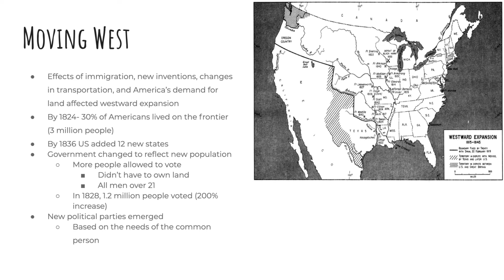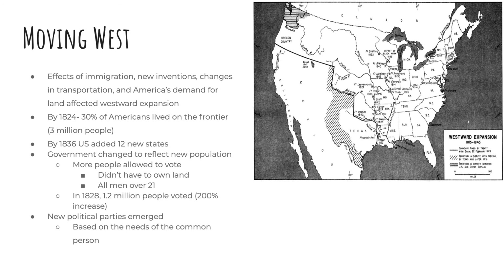the westward expansion. By 1836, from the 13 original states that we had, 13 colonies that became states when the United States became independent, by 1836, the United States had added 12 new states. So now there was a total of 25 states. So that's half of what we have now. Because of the addition of these states, the government changed to reflect all of these new people that were living here. And it also changed how people voted.